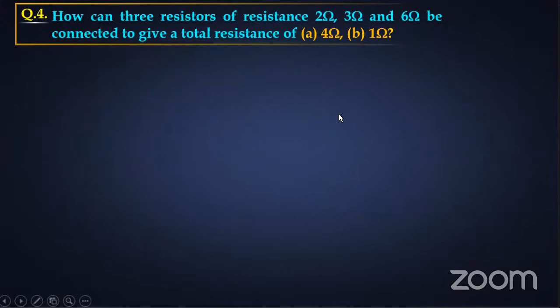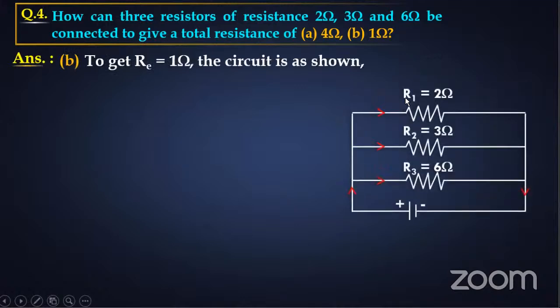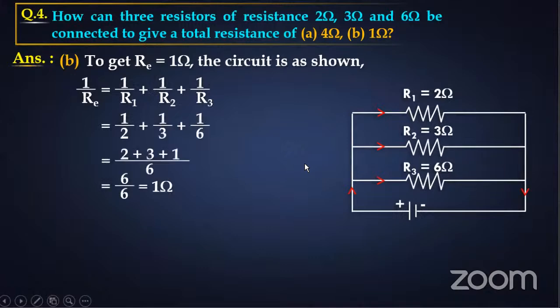Yeah, one more question. Second bit in this, we already did that. All 3 have to be connected in parallel, so that we get equivalent resistance as 1. Is it right?